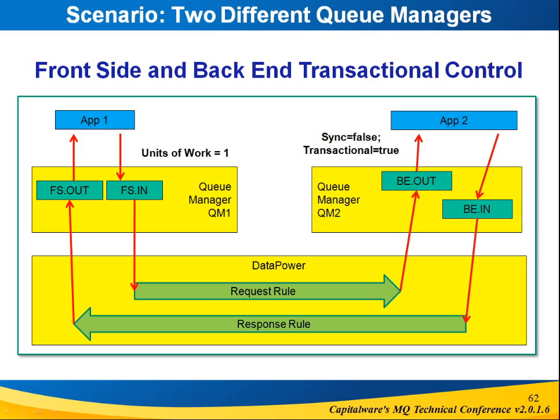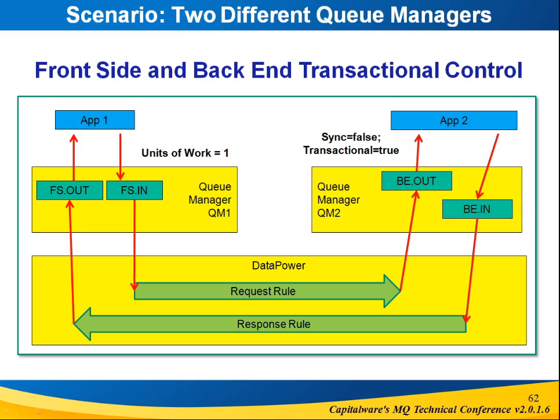Now, what if we turn on units of work on the front side handler, and we have units of work turned on, transactional equals true turned on the QM2 queue manager but not sync. So in this case, the request rule will get the message from fs.in under syncpoint, holding a unit of work open until such time as it gets to the end of the request rule and puts the message successfully onto be.out. This will again cause the message to be stored on be.out.